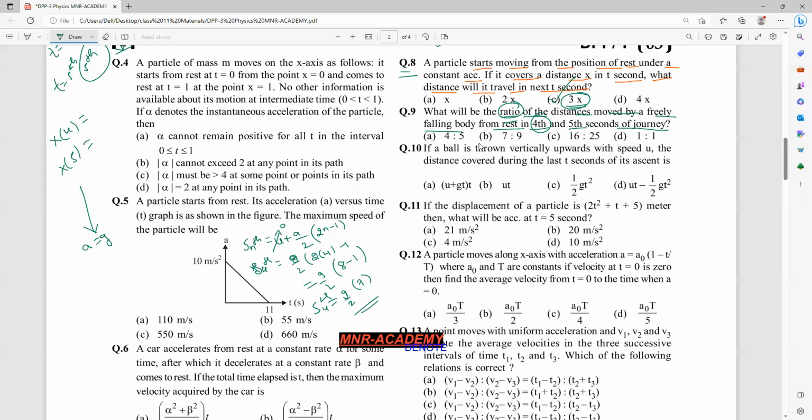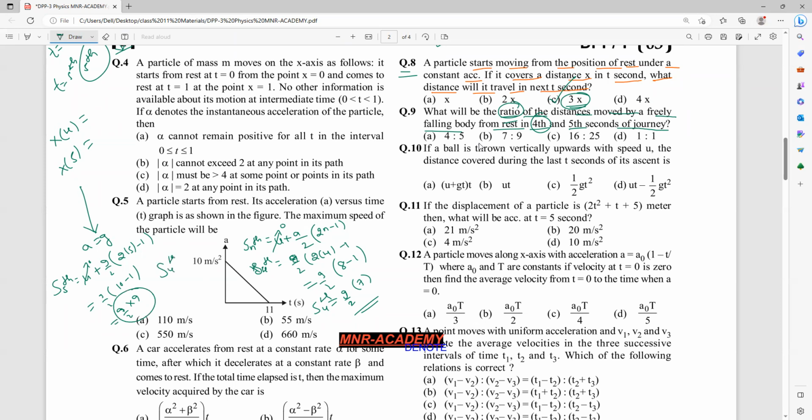So what is the 5th second? Find it, everybody. Tell me the 5th second. What is that? Initial velocity is 0 plus G by 2 into 2 into 5 minus 1. So which is equals to G by 2 into 10 minus 1, which is equals to how much? G by 2 into 9. That's all. You can do the ratio.